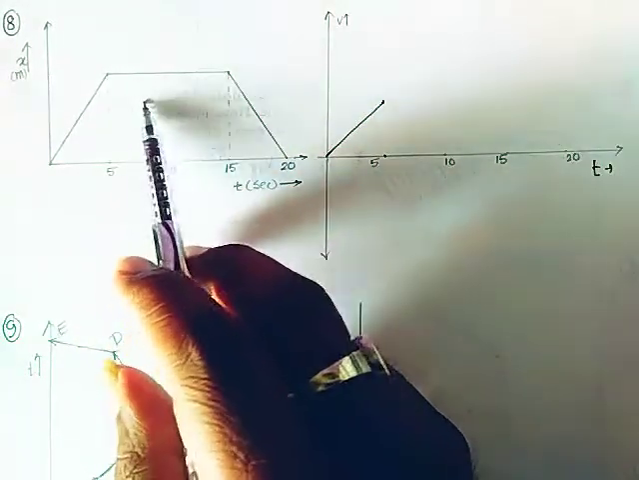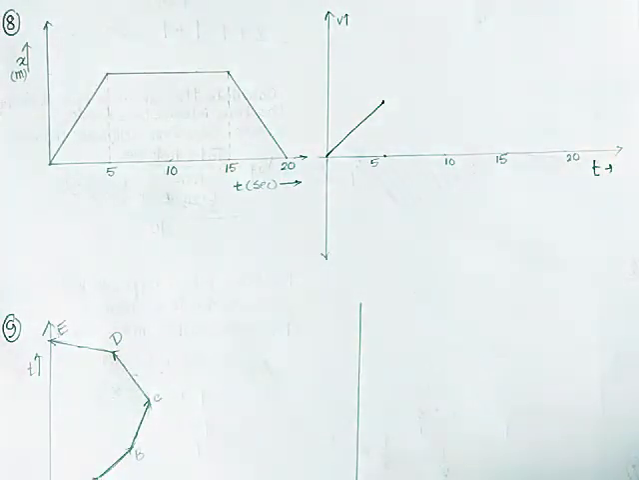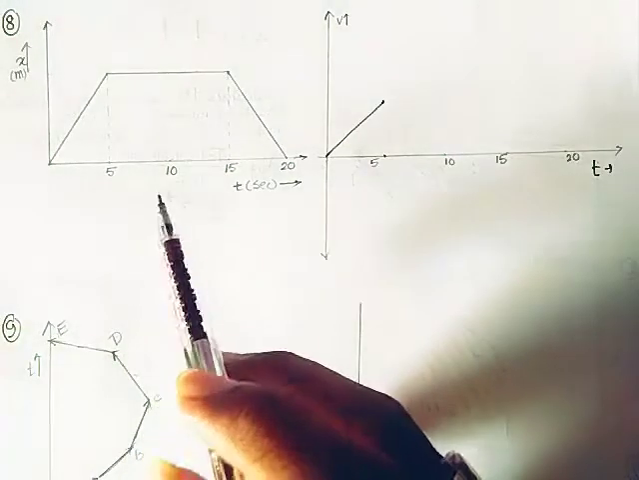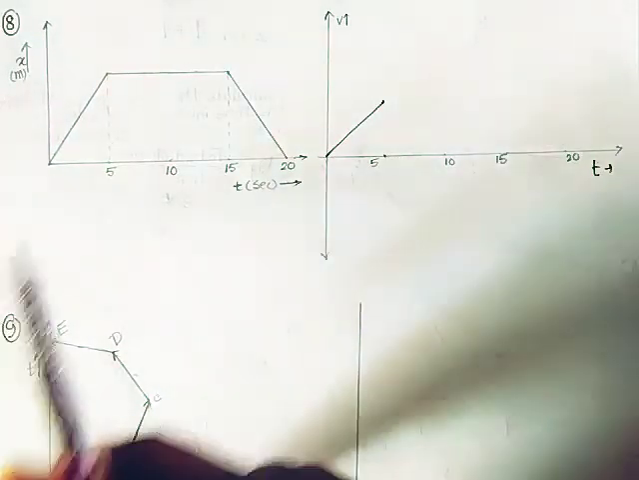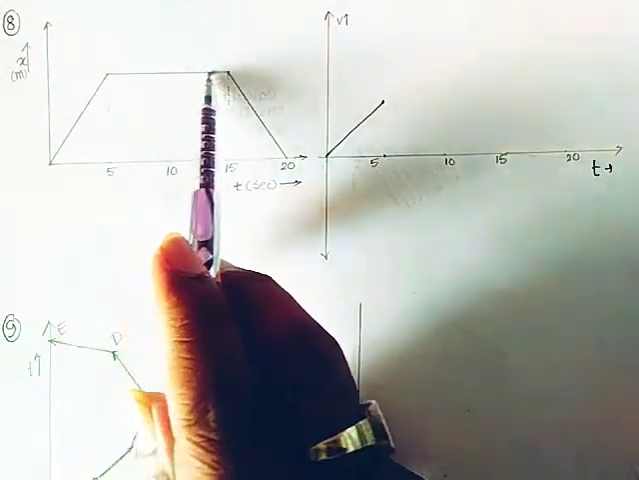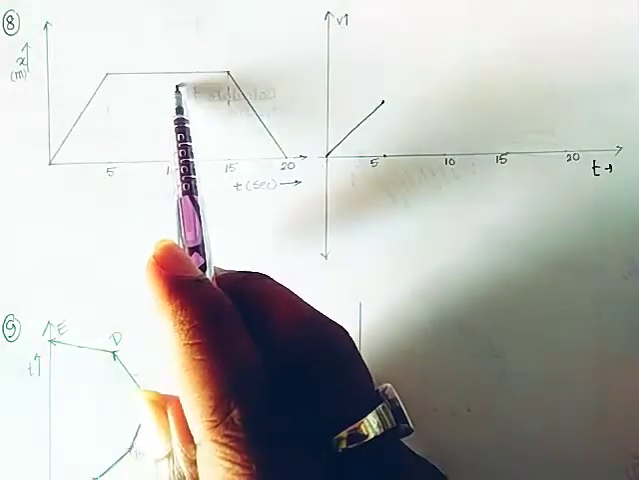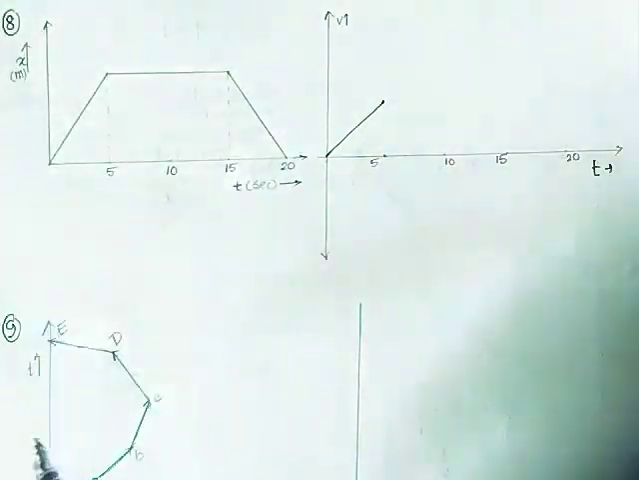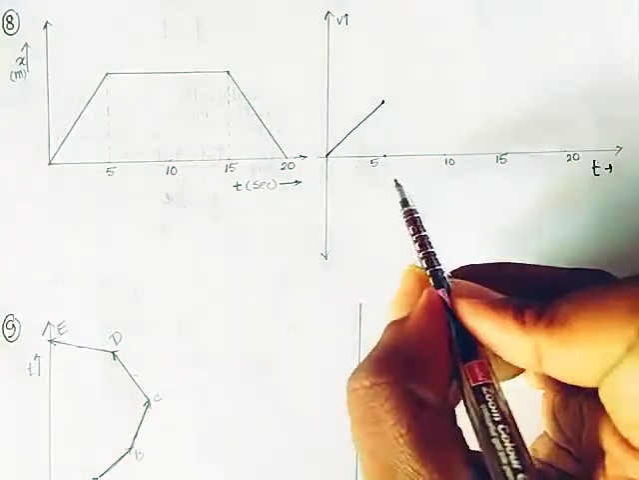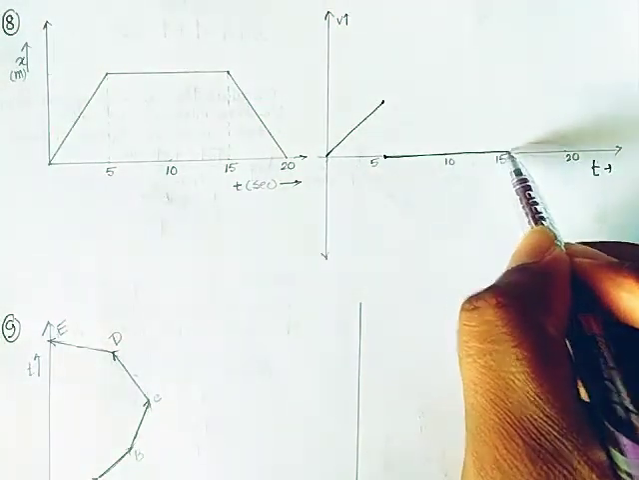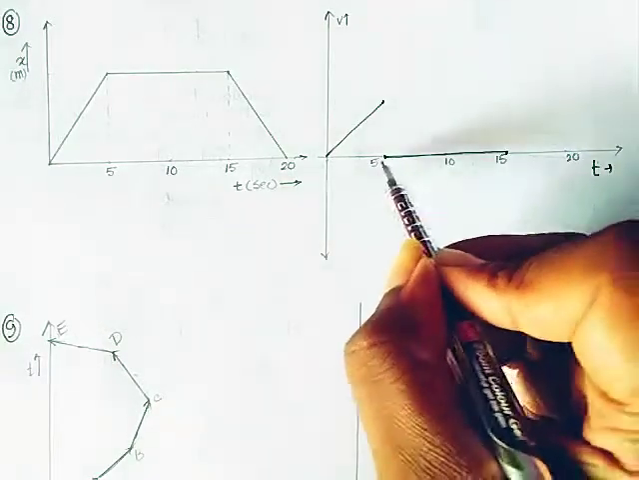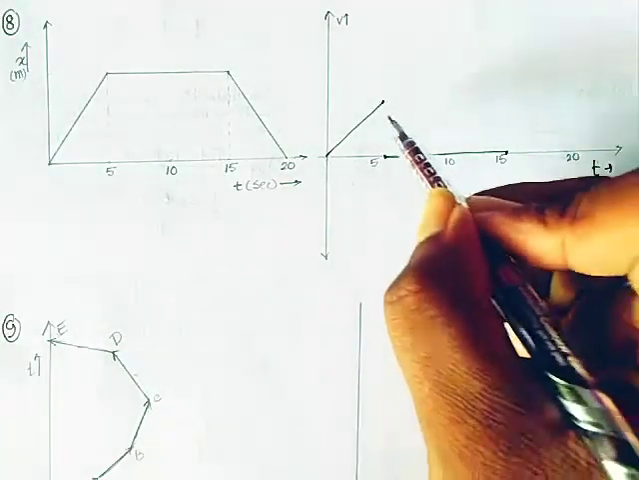And after that, from 5 to 15 seconds, the displacement becomes completely horizontal. I want to tell you that the slope of the curve basically gives us the velocity. Since here it is parallel to the time axis, the slope, if I calculate it, will be 0. So the velocity will be 0 here, from 5 to 15, as it becomes a straight line parallel to the time axis.